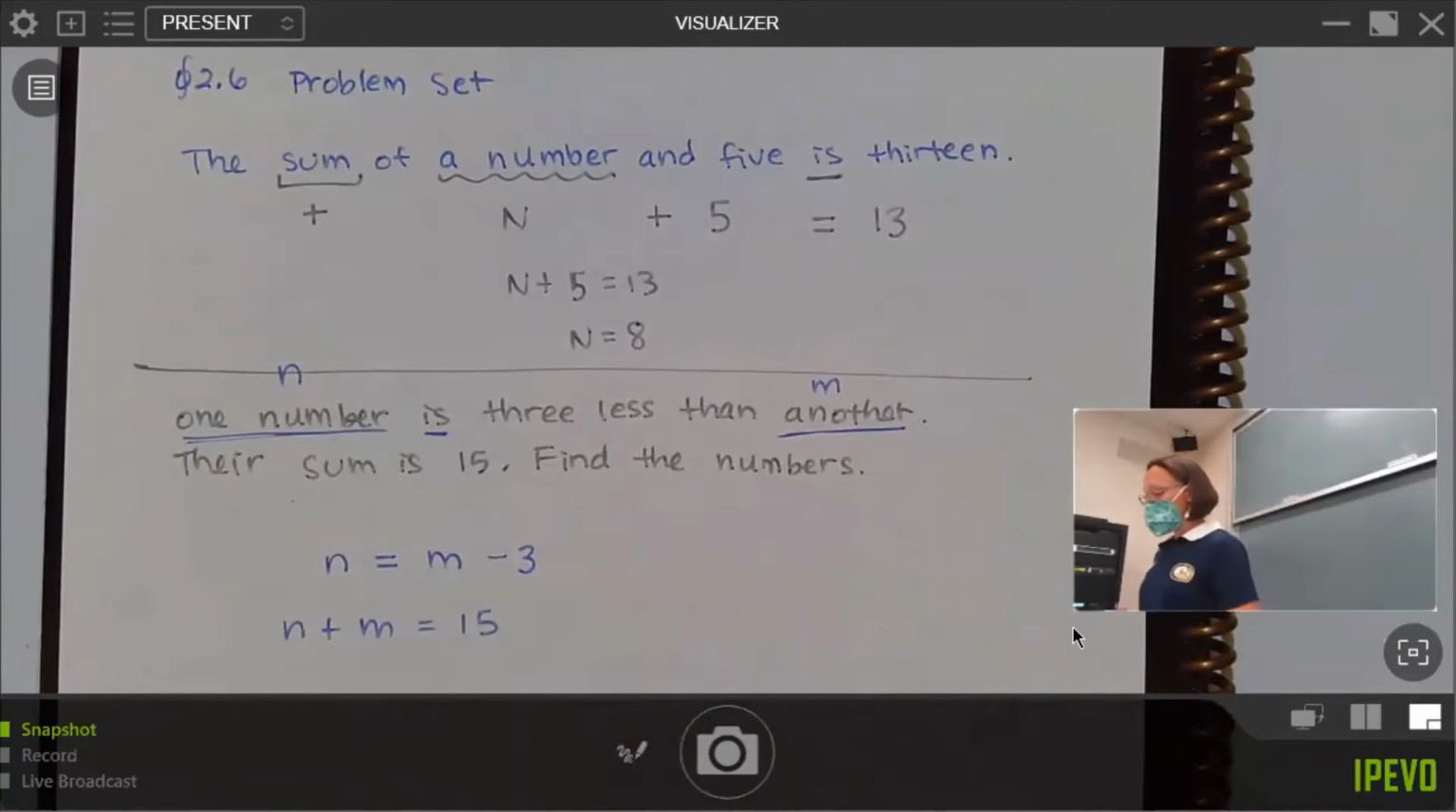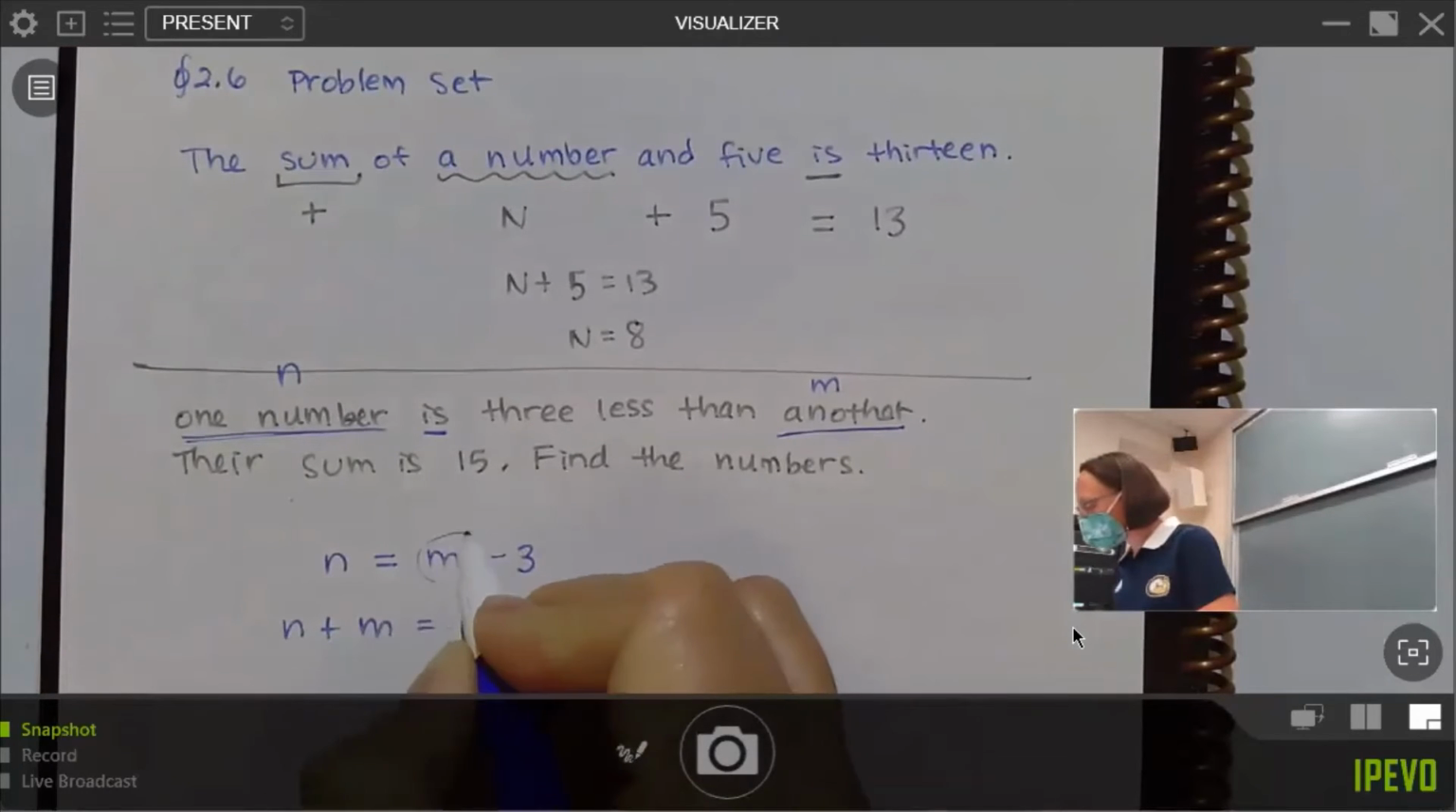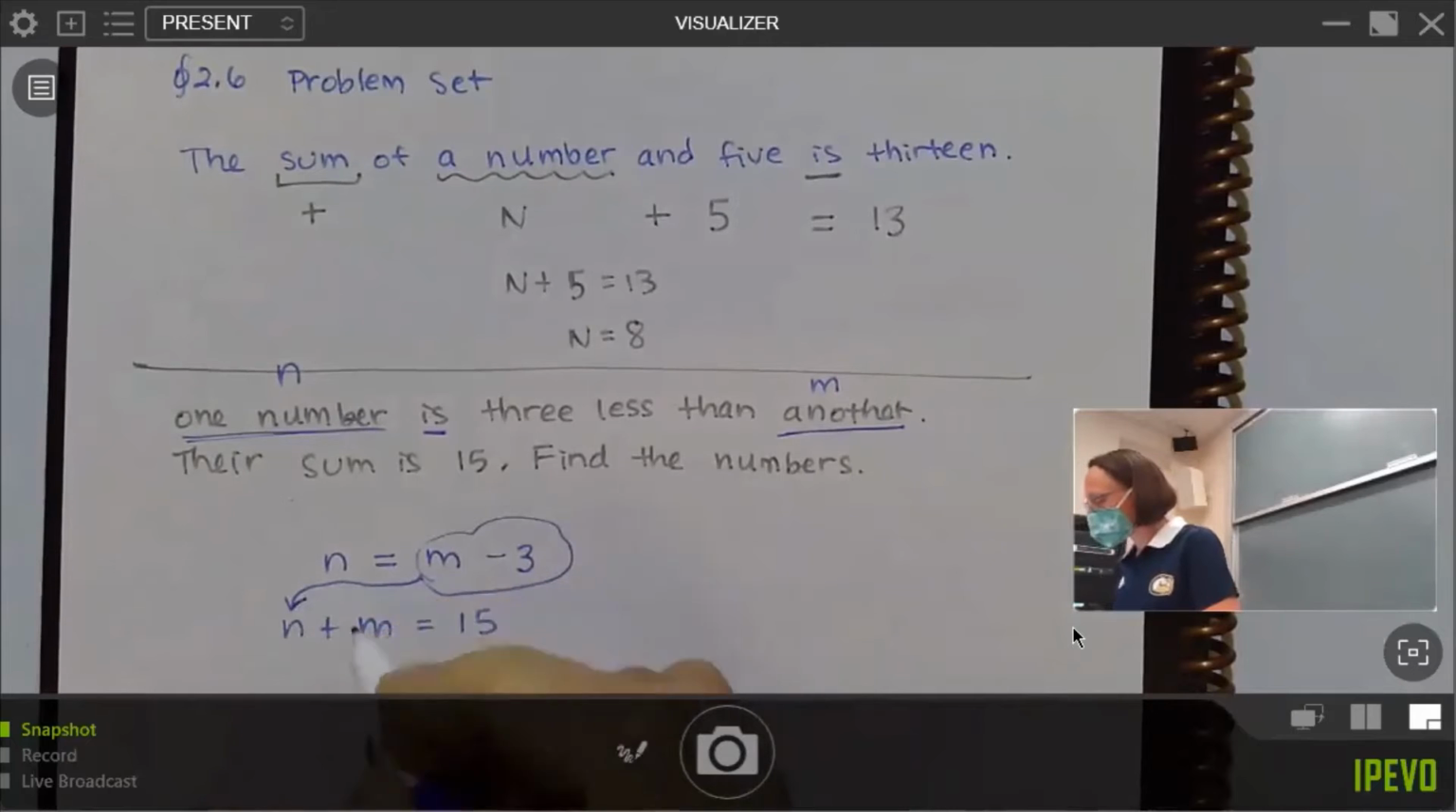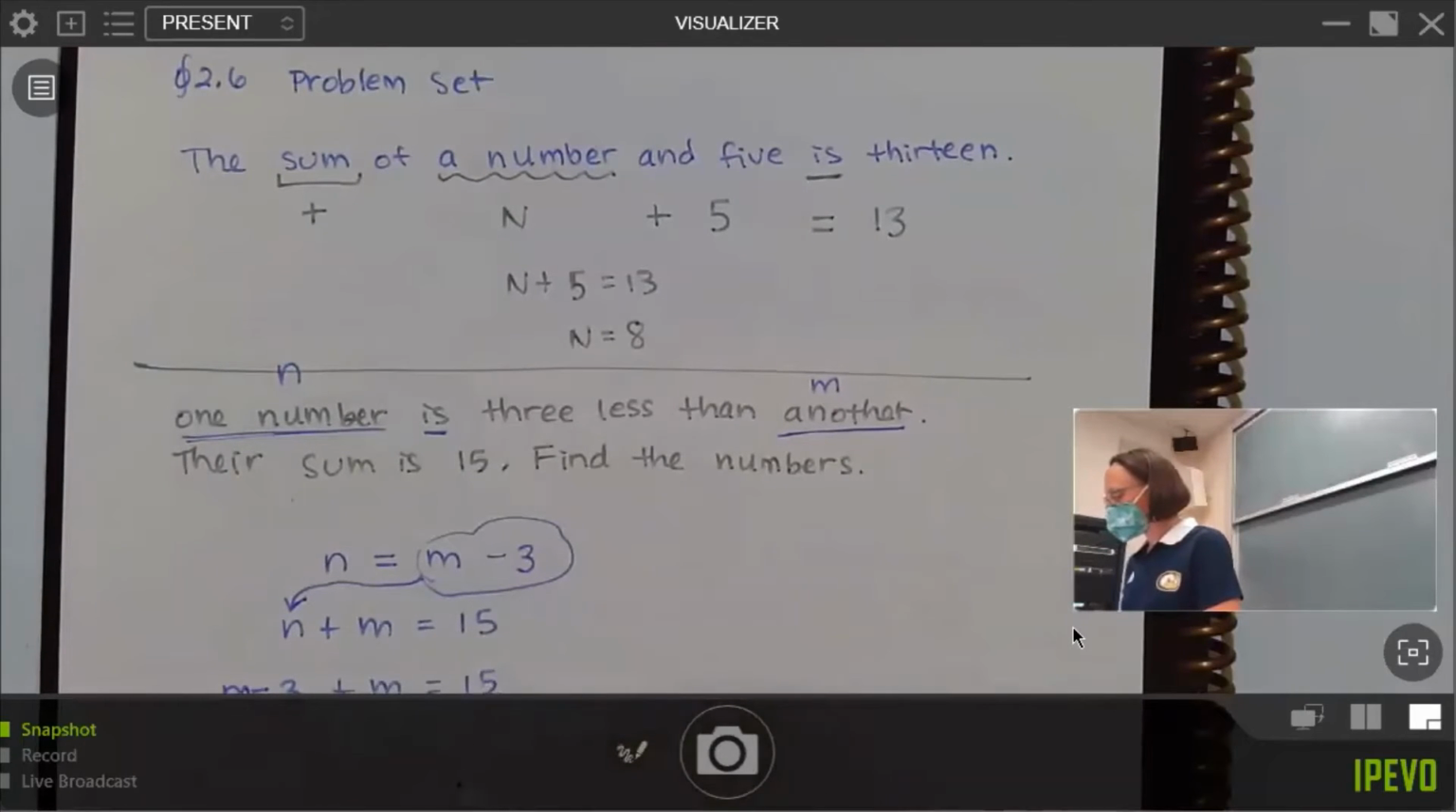I choose to think about this as saying, well, if n is equal to m minus 3, and it's the same n in the entire problem, then I'm just going to take this and replace the n down here. So I'd have m minus 3 plus that m is equal to 15. Moving stuff around, that's 2 m's over here. And if I add 3 to both sides, I'll get 18, which means m is equal to 9.